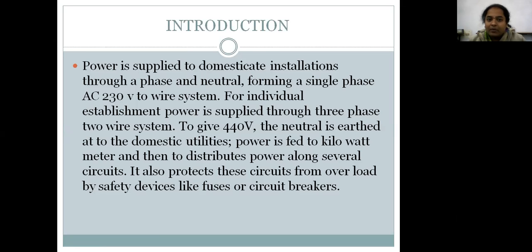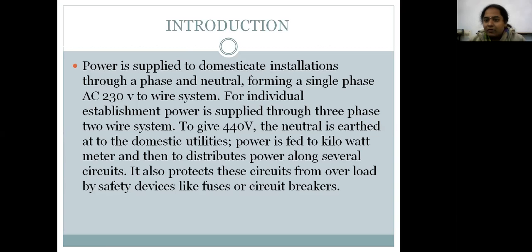Introduction to house wiring. Power is supplied to domestic installations through a phase and neutral forming a single phase AC 230 watts two-wire system for individual establishment. Power is supplied through a three-phase system to give 440 watts. The neutral is earthed at the domestic utilities. Power is fed to a kilowatt meter and then to distribute power along several circuits. It also protects these circuits from overload by safety devices like fuse or circuit breakers.